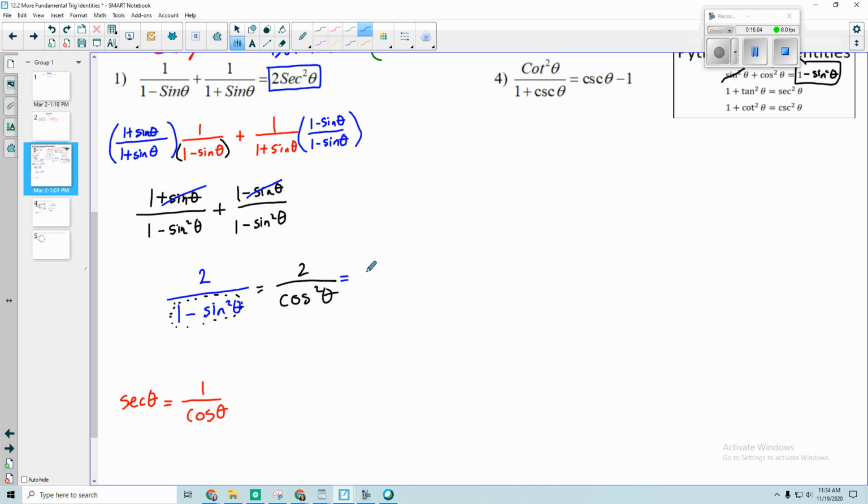So this is going to be written as 2 secant squared theta. And that's exactly what I want to see. I've verified this identity. It's good to go.